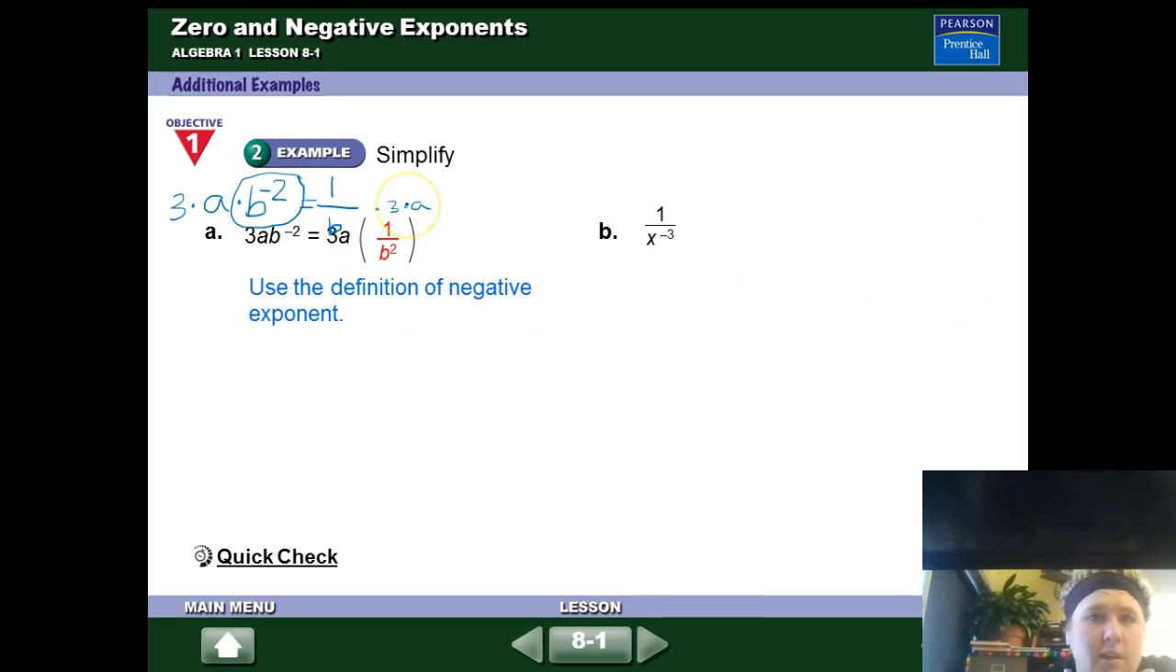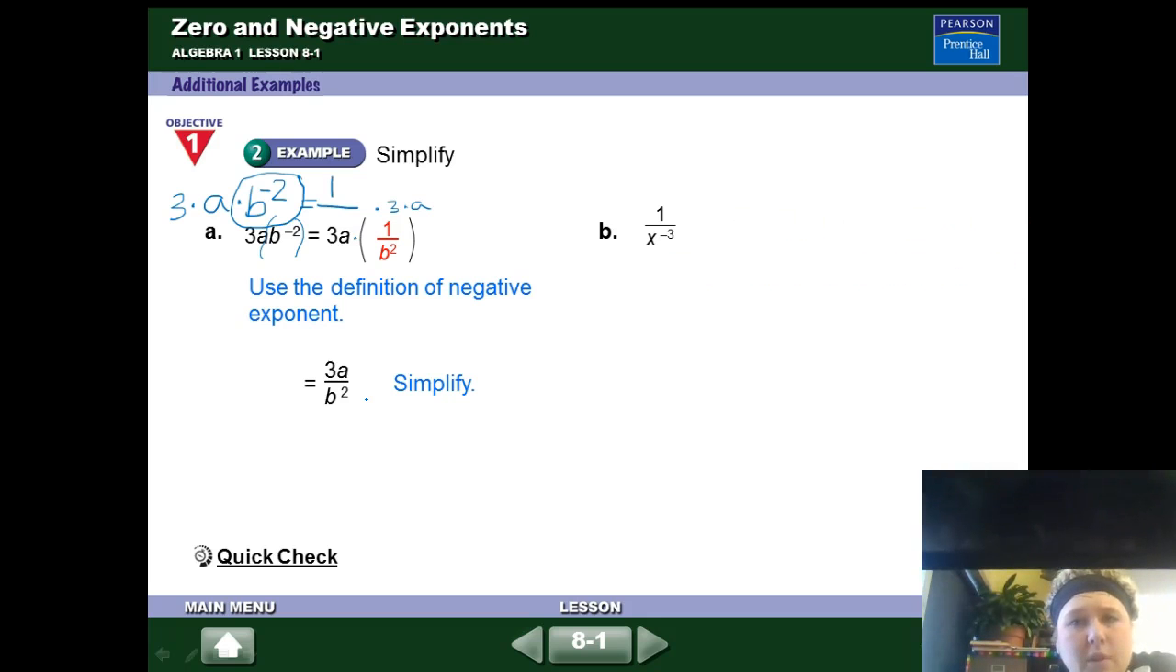So, as we can see here, they rewrote this and pulled this b to the negative 2 out and put that 1 over it. So 3 times a times 1 over b squared. So 3 times a times 1 is 3a all over b squared.